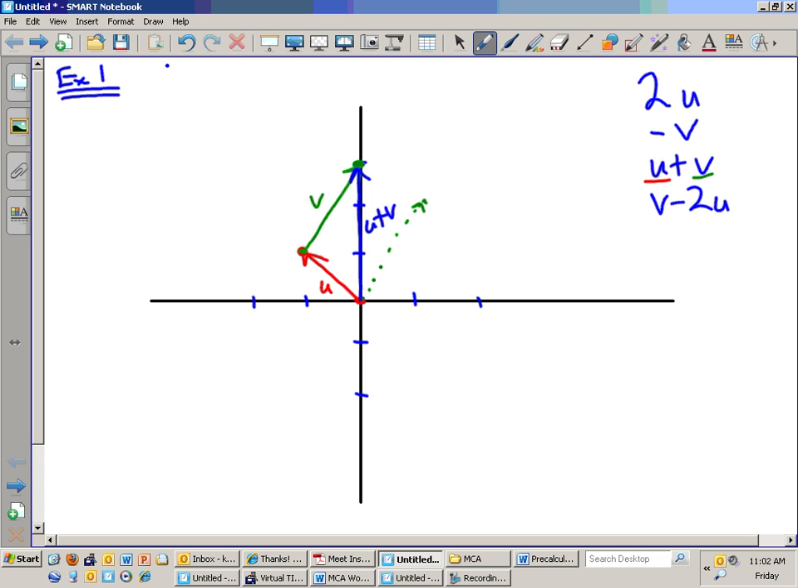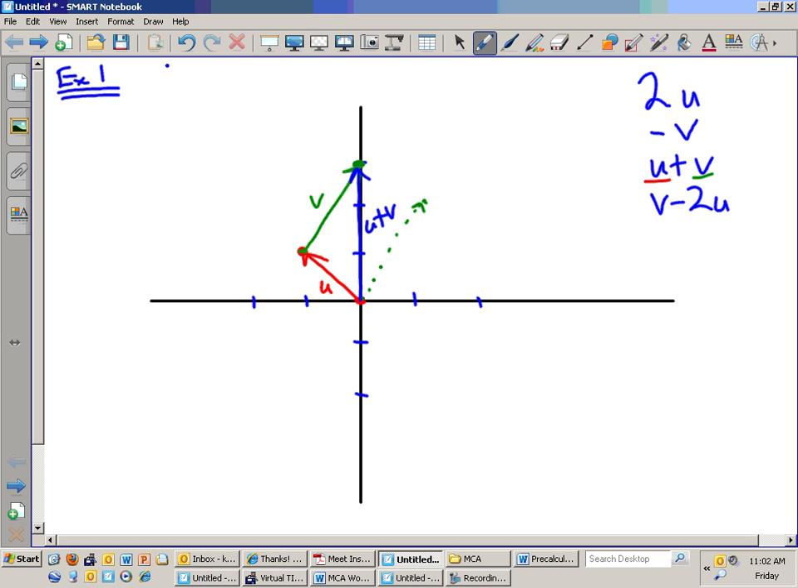This is the drawing you should have, because u we start with. It starts at 0, 0 and goes to negative 1, 1. v goes from here over 1 and up 2 to there. So this vector would connect them together. That's what we should have. So blue represents u plus v.